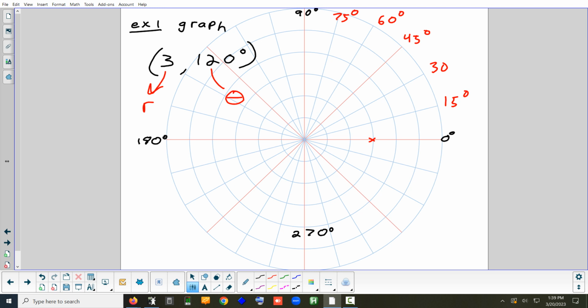So I've got to rotate 120 degrees counterclockwise. Well, I know I got to go at least 90. And then how many lines past 90 do I have to go to get to 120? 2, because each one is 15. So that point that I just drew, that's how you graph the point 3, comma, 120 degrees. That's the answer.